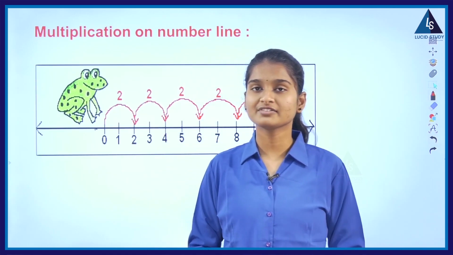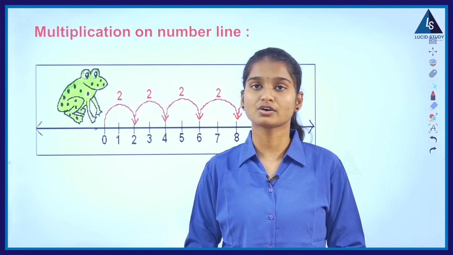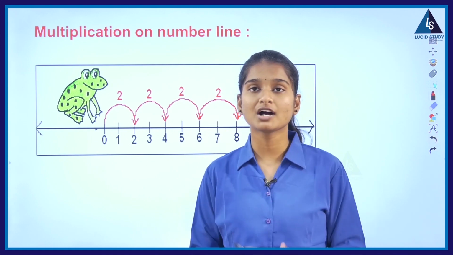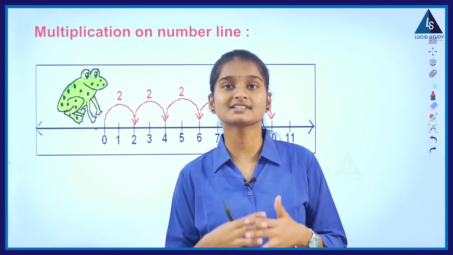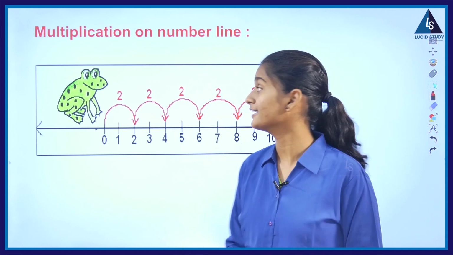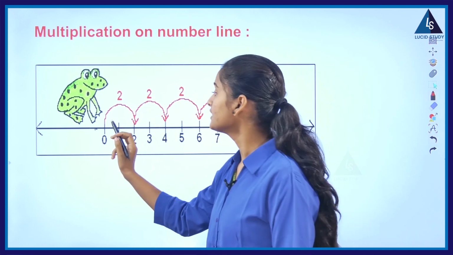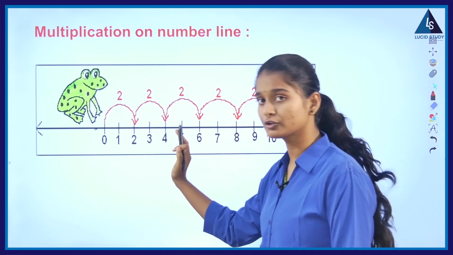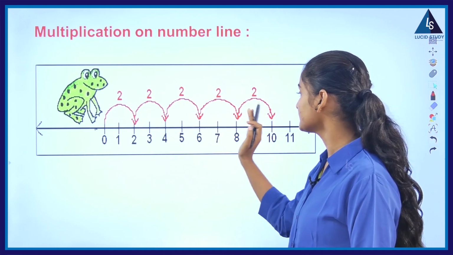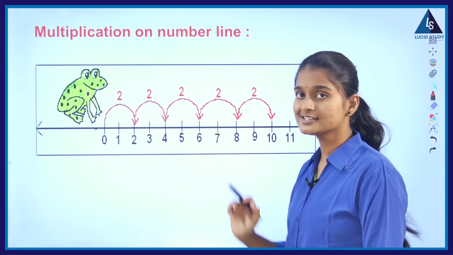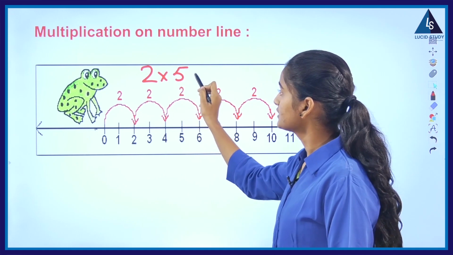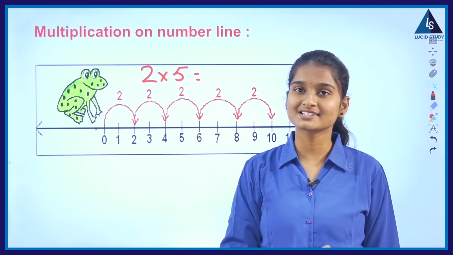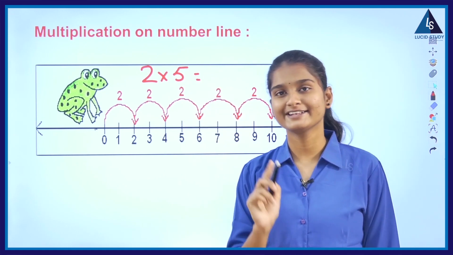So now children, we will learn about multiplications on a number line. Children, you know how to multiply numbers, right? Now we will learn how to represent these multiplications on the number line. So here, as you can see, 0 to 2, 2 to 4, 4 to 6, 6 to 8, 8 to 10. So this is nothing but 2 into 5. So what is 2 into 5, children? 2 into 5 is 10.